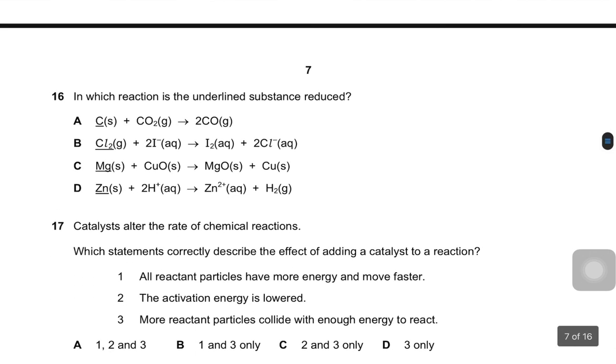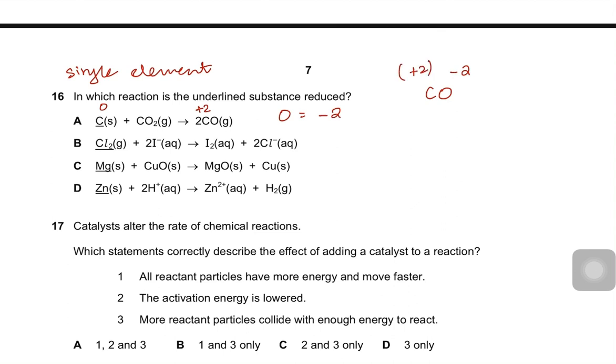In which reaction is the underlying substance reduced? Now that is interesting. When you see option A, carbon has an oxidation number of 0 because it's a single element. Single elements always have oxidation number 0. And when it is going with oxygen, it is making itself +2 because oxygen is -2. For carbon monoxide, oxygen is -2 and carbon has to be +2. So carbon is changing from 0 to +2. It is a kind of oxidation.